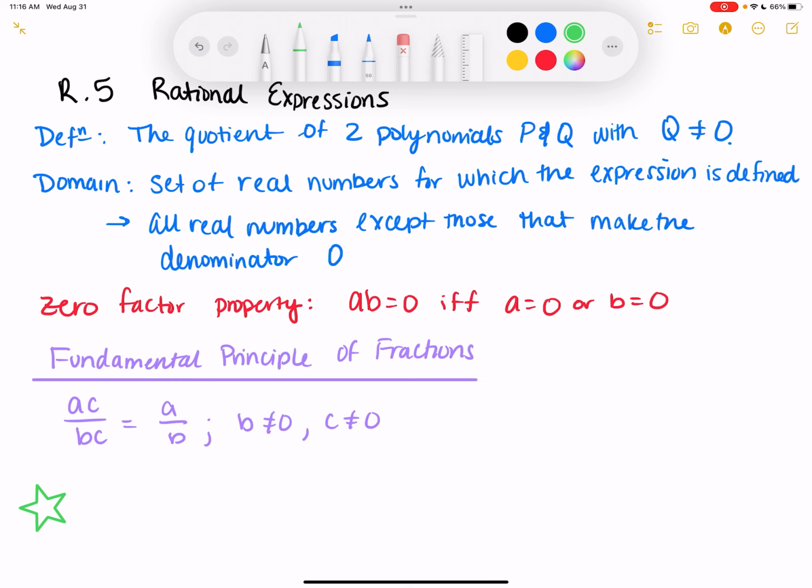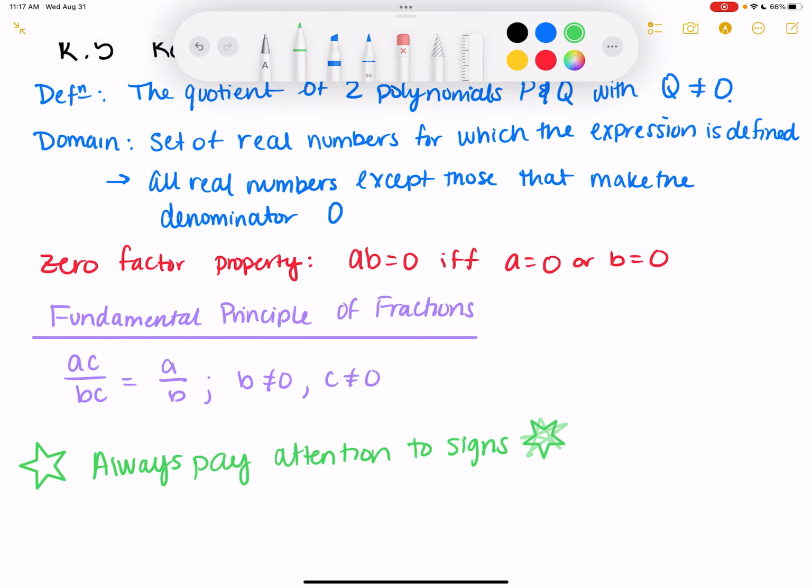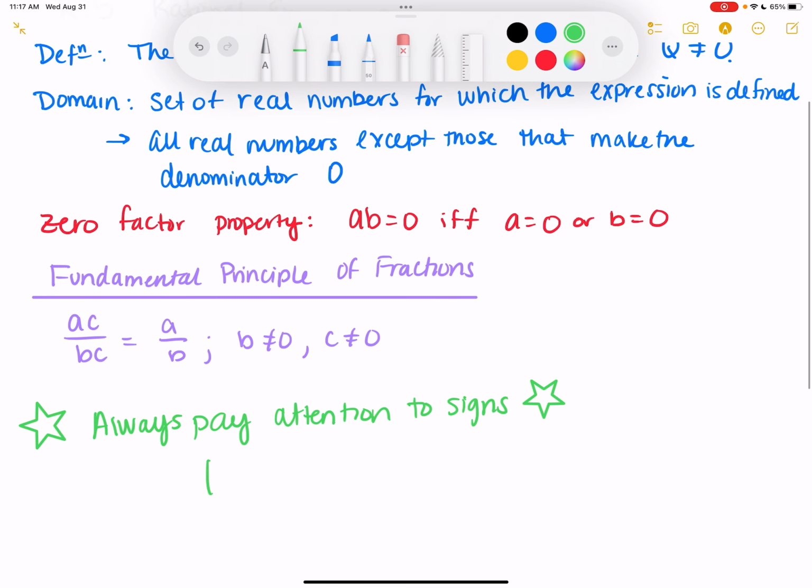Important thing to know, always pay attention to signs. If you have something like x minus 2 and 2 minus x, those are not the same, they do not cancel. So just make sure you pay attention to what the signs are and where they are.